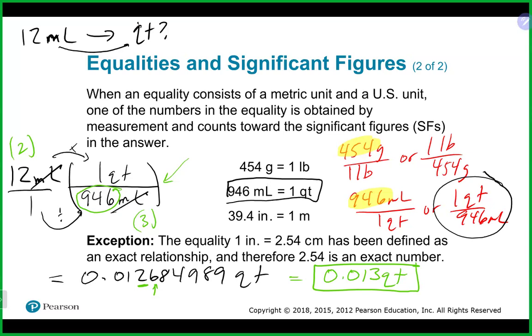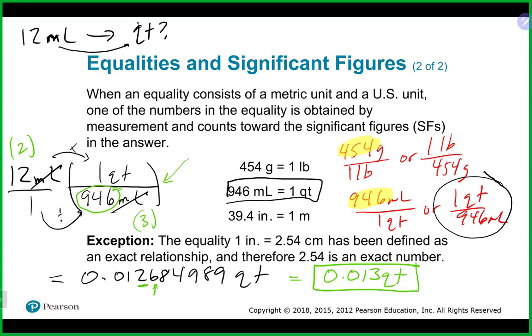So, I mean, if we started with, say, 1,224 milliliters, right? That would have 4 significant figures, and this would then have 3 significant figures. Then our answer would have to come to 3 significant figures. So it can happen. You should look at it. Once again, if it is a metric to English conversion, you need to do that.